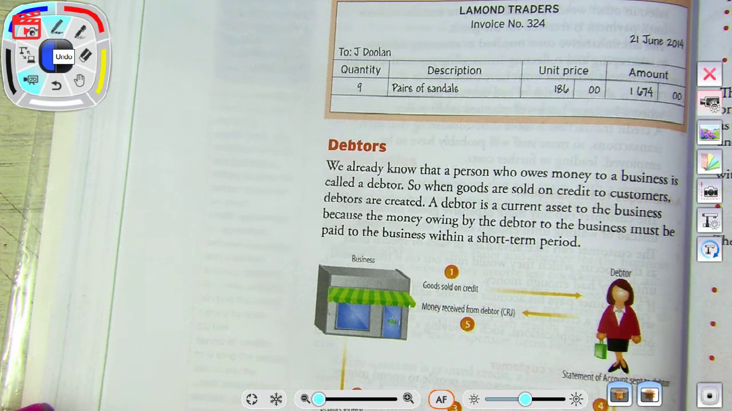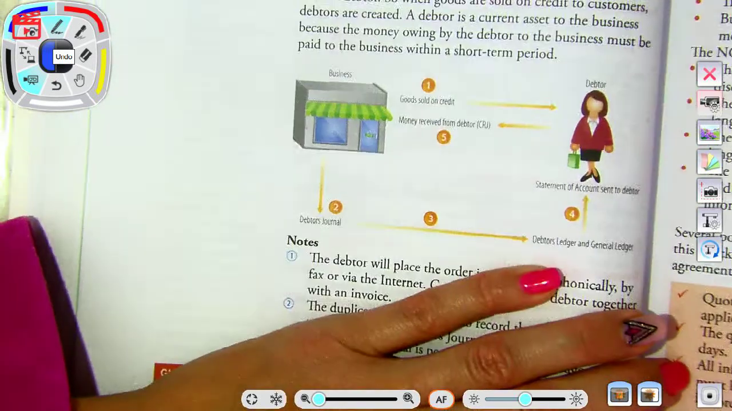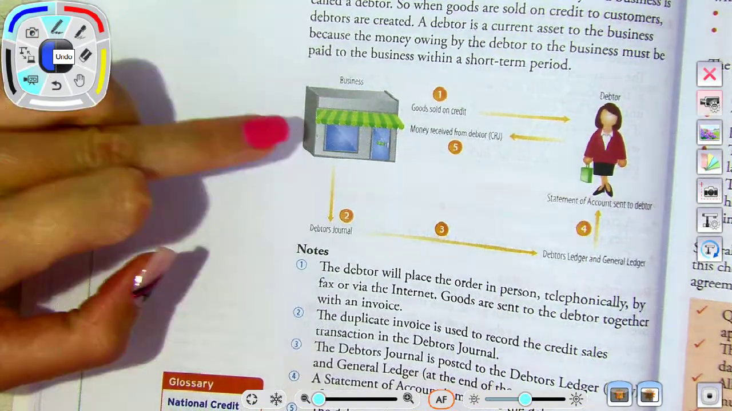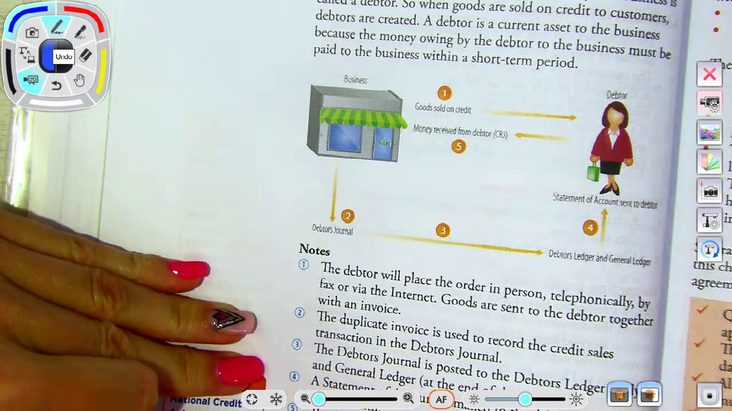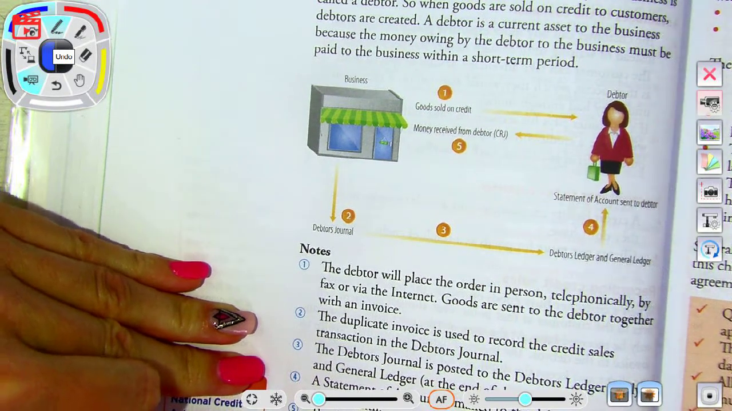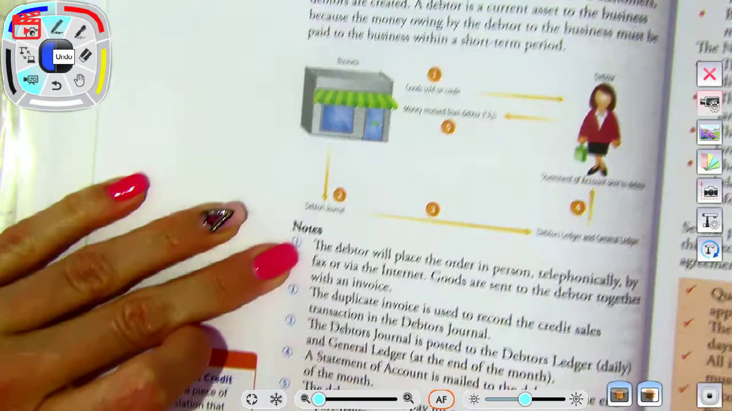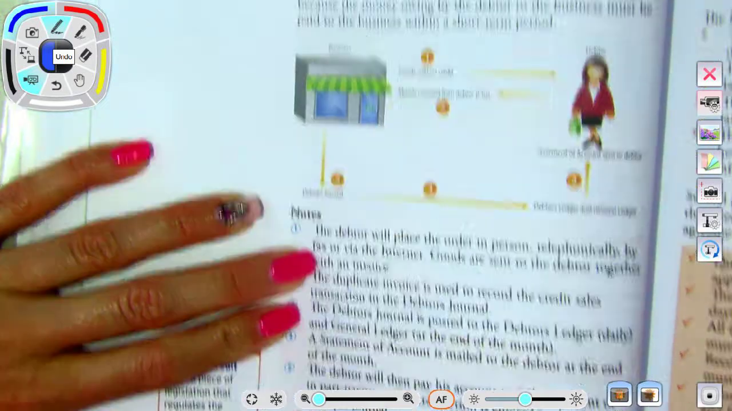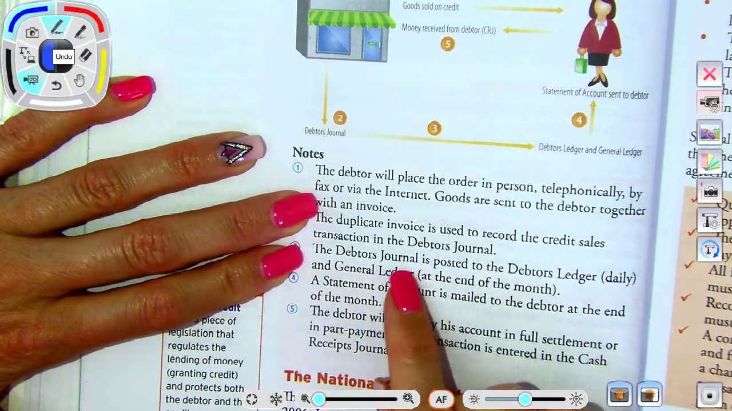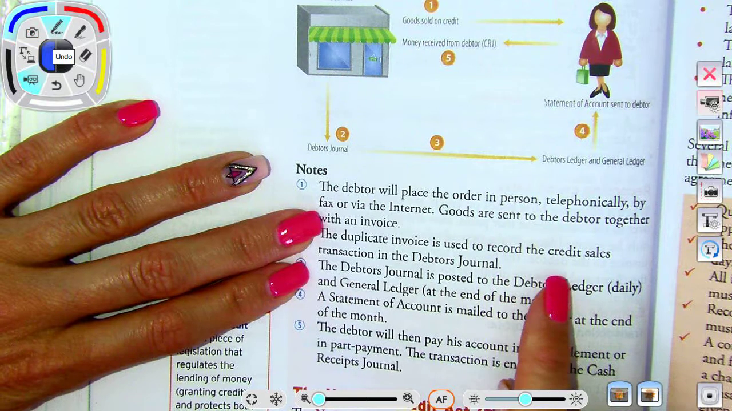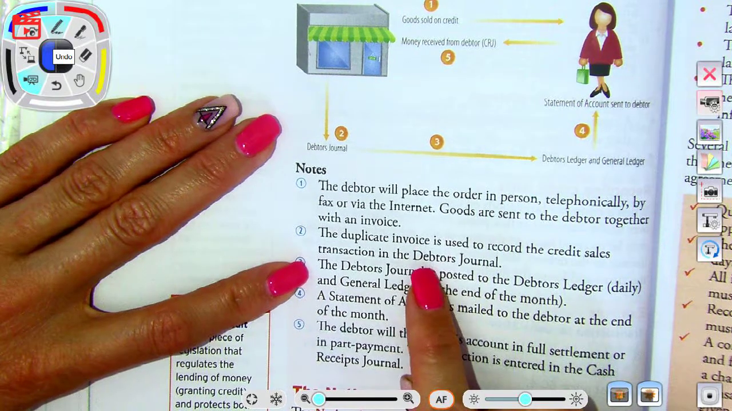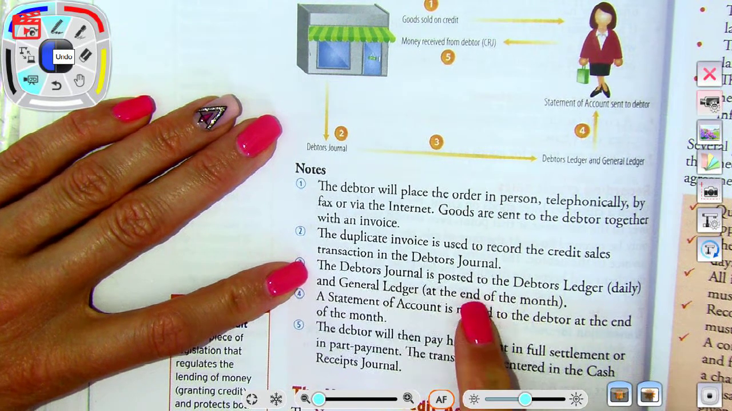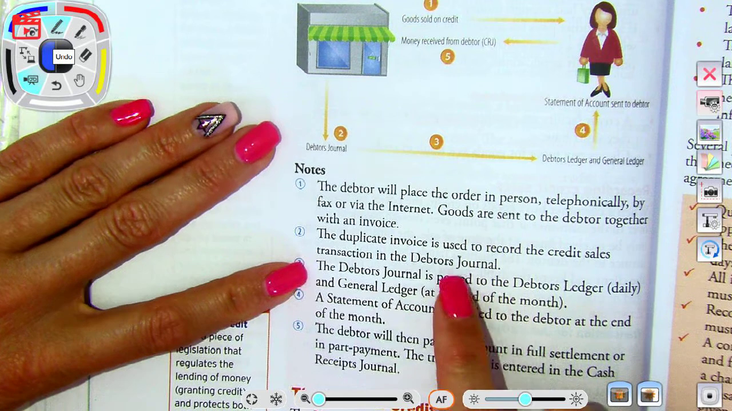Here's just a little visual explanation of what's going on. The debtor will place the order in person or telephonically or via fax or the internet. The goods will then be sent to the debtor together with an invoice. The duplicate invoice is used to record the credit sales in the debtor's journal. So a duplicate invoice is my source document used to record credit sales in the debtor's journal.